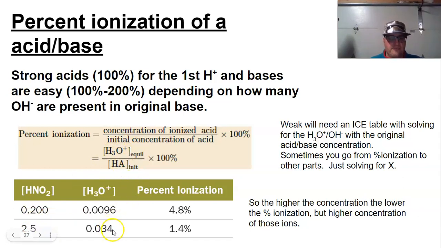So which one is more acidic? This one is more acidic because it has more hydronium in solution. However, its percent ionization is lower. So just keep those in mind. Again, the bigger the concentration, the smaller the percent ionization. Again, though, the bigger the concentration, the more hydronium you have in solution. The more acidic it is. Okay, so if we were to look at the pH of these, this would have a lower pH than this. All right, so keep that in mind.